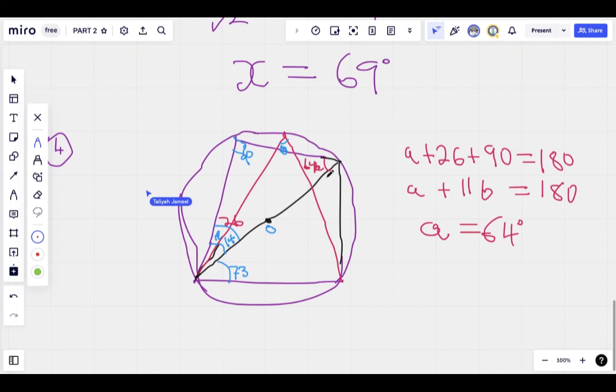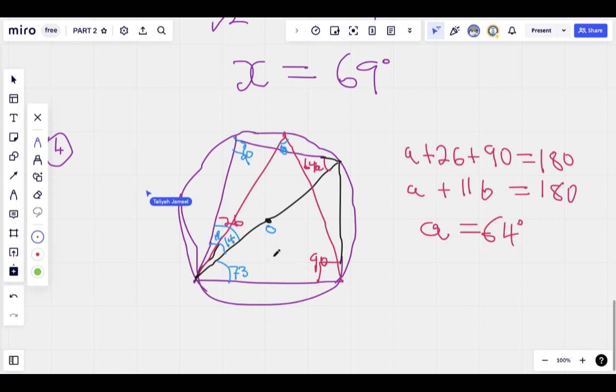Okay, now we want to find here. We already know here to be 73. This also forms another big triangle, and it's also standing on the diameter. So this whole angle will be 90 degrees. Why? Because it's an angle on the circumference that is standing on the diameter. Angle on the circumference that is standing on this diameter is 90 degrees.